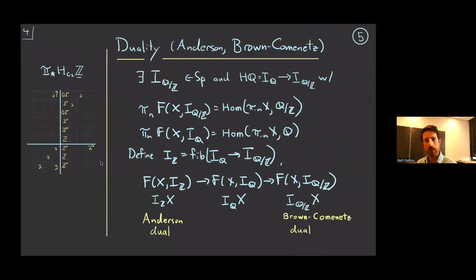Okay. And so with those preliminaries, or that notation, we define these various duals by mapping our spectrum X into these various I spectra. If you map into the Q/Z one, this is known as the Brown-Comenetz dual of the spectrum X. The middle one is just the rational cohomology, but this one is known as the Anderson dual. So we have the two different types of duality that we want to focus on. I'm just going to mention a couple of properties to give you a feel for how they work.